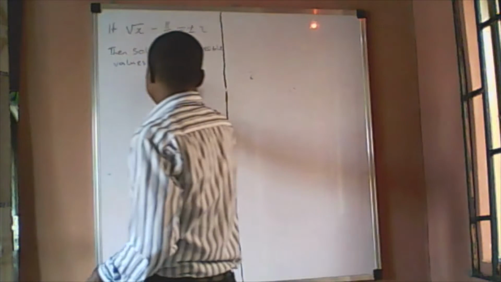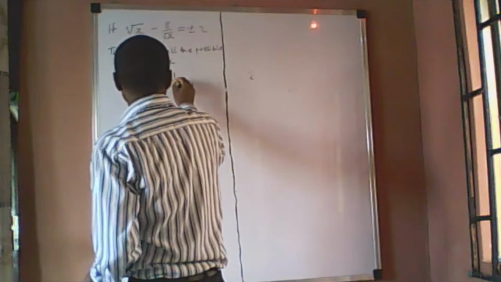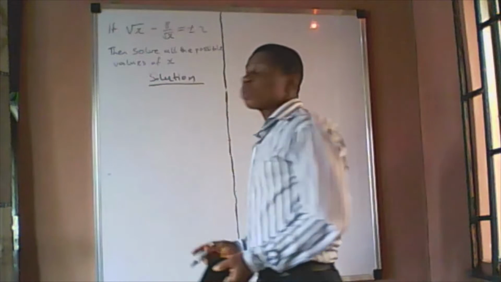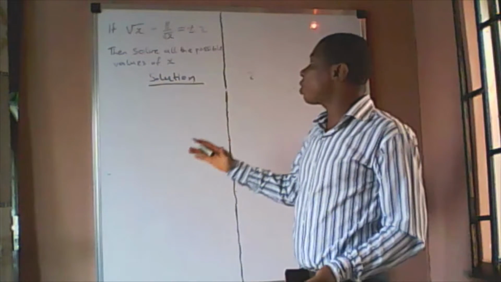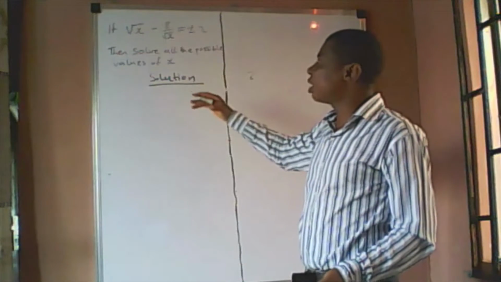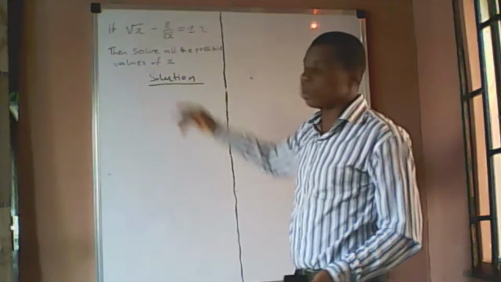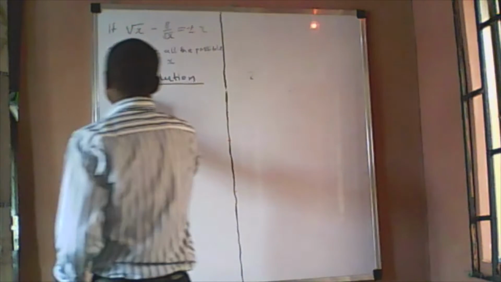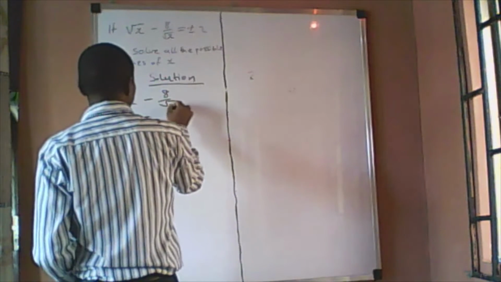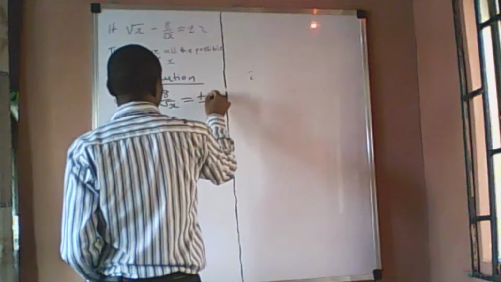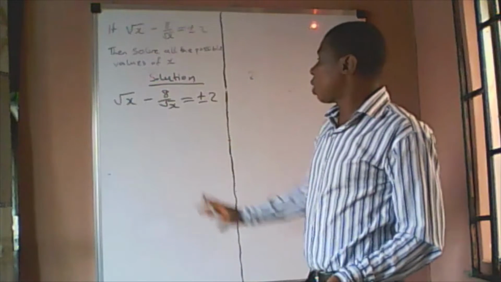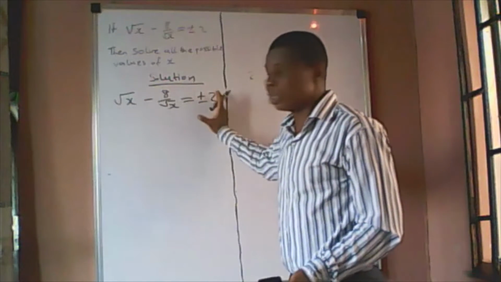Solution. To solve this equation, we are going to square both sides of the equation. But before then, let us write the equation down. Root x minus 8 over root x equal to plus or minus 2. We are going to square both sides of the equation.